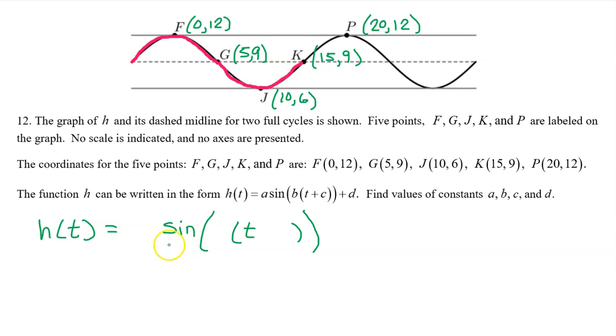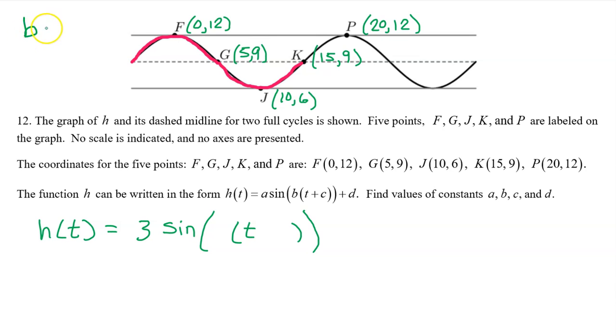I'm going to write my equation based on this period of function h, which looks like a right side up sine function when compared to the parent function. So the a value will simply be the amplitude, and we know that the amplitude will be the highest value minus the middle value. So 12 minus 9 is 3, so the a value is 3.